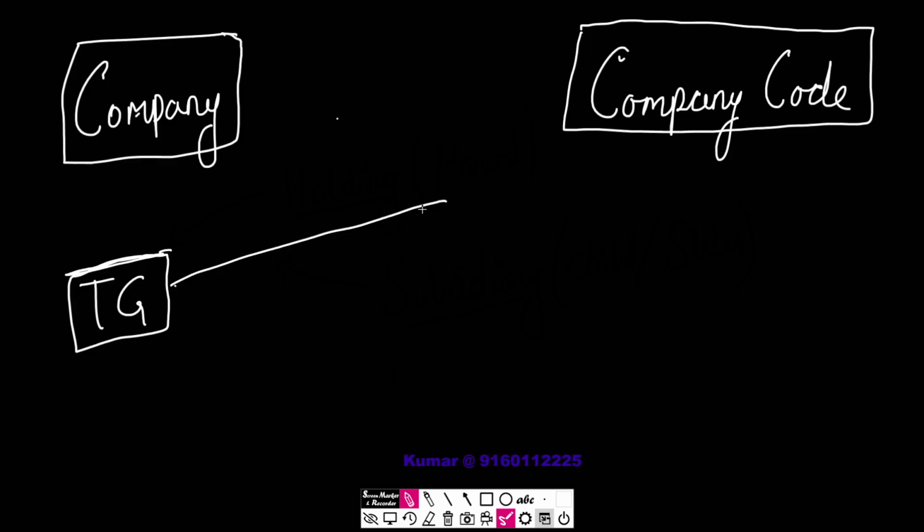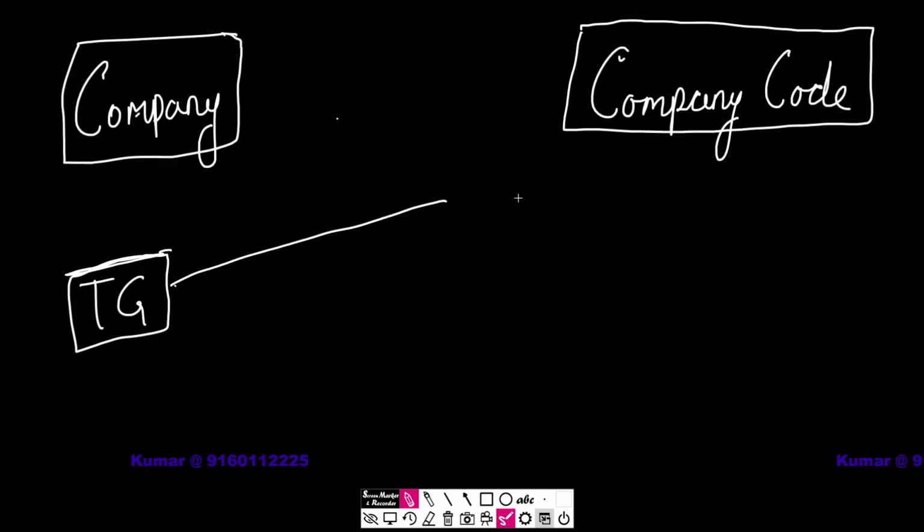So just to record those transactions, just to manage its activities, we are going to maintain a separate set of books, and the tax should be paid differently for different company codes, and reporting should be done for different company codes. So these are the main differences between company and company code.